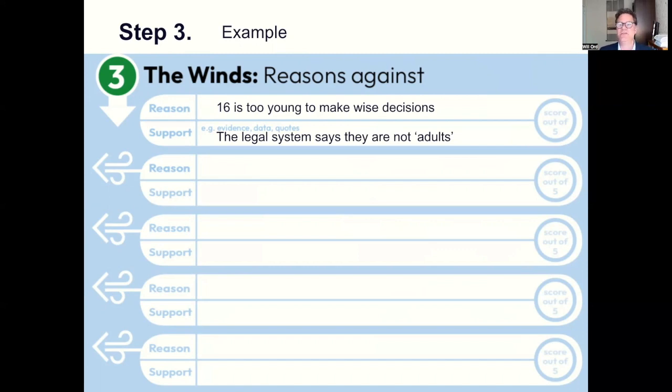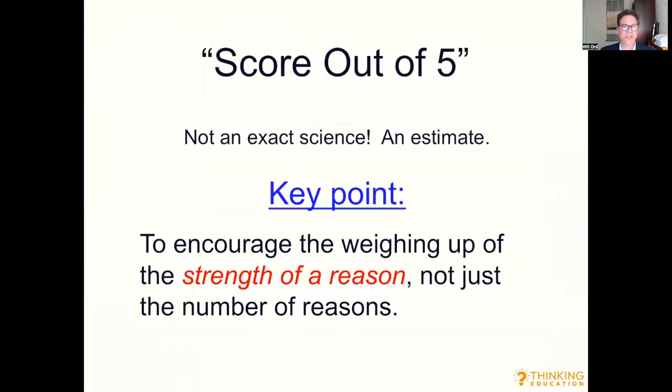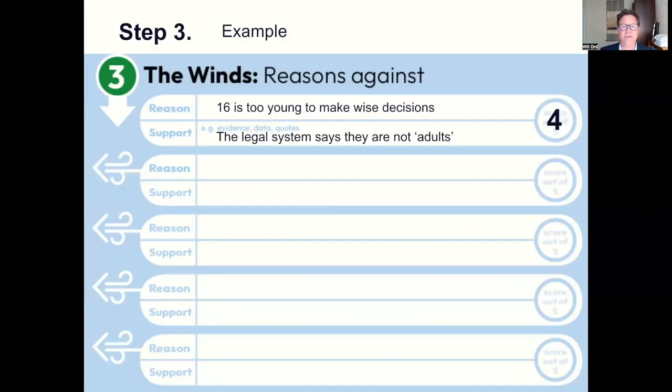And here is the score element. Ranging from 1 to 5, can they estimate whether they think that is a strong reason? A very strong reason might be a 5, a very weak reason might be 1. So in this case, they might judge it to be a 3 or a 4. Now, it's important to say it's not an exact science, the score out of 5, it's an estimate. But the key point here is to encourage the weighing up of the strength of a reason, not just the number of reasons. So how strong do they think it is? So in this case, the students might say, we thought it was a 4 out of 5.